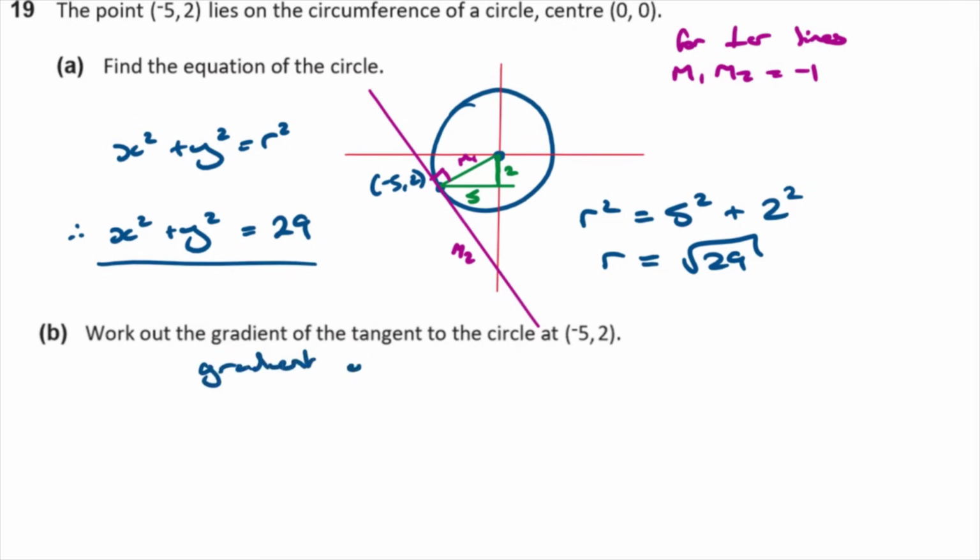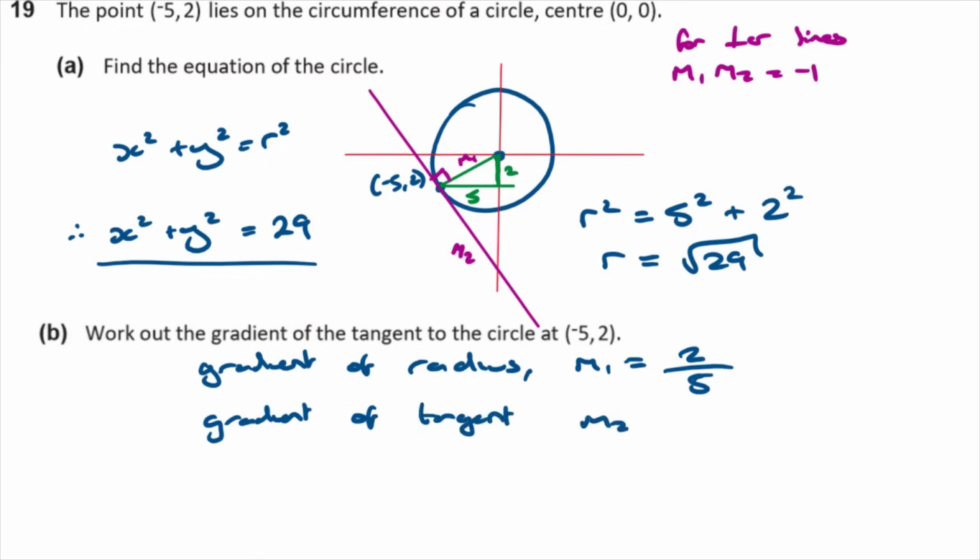Gradient of radius is going to be change in y divided by change in x, isn't it? So change in y is 2 and change in x is 5. So that's going to be 2/5. So gradient of tangent, m2, is going to be minus 1 over m1, isn't it? Okay, so it's the negative reciprocal. So take my 2/5, flip it over, stick a minus sign in front of it. It's minus 5 over 2.